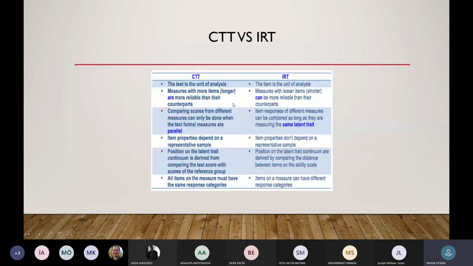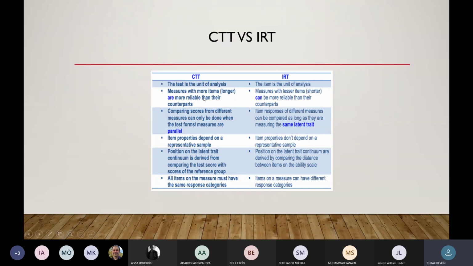So when we compare classical test theory and item response theory, in classical test theory, the test is the unit of analysis, but in item response theory, the question is the unit of analysis. So in classical test theory, you look at the test and the test result to order the students according to their success levels. But in item response theory, you look at the questions they answer and how they answer the questions, and you order the students according to that.